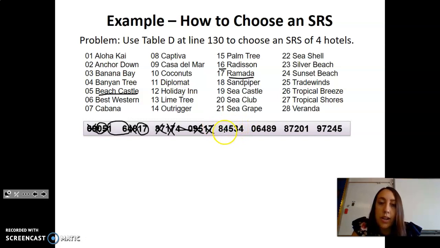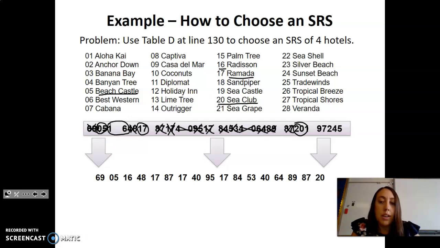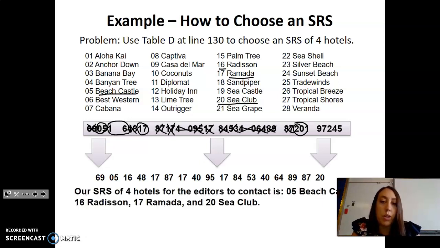How many do I have so far? 3, I need 1 more. 84, too big. 53, too big. 40, too big. 64, too big. 89, too big. 87, too big. Okay, finally 20. I will sample Hotel 20, the Sea Club. There is my sample of 4 hotels. So, like I was doing, you just break it up into 2 digits, and the ones we got were the Beach Castle, the Radisson, the Ramada, and the Sea Club.